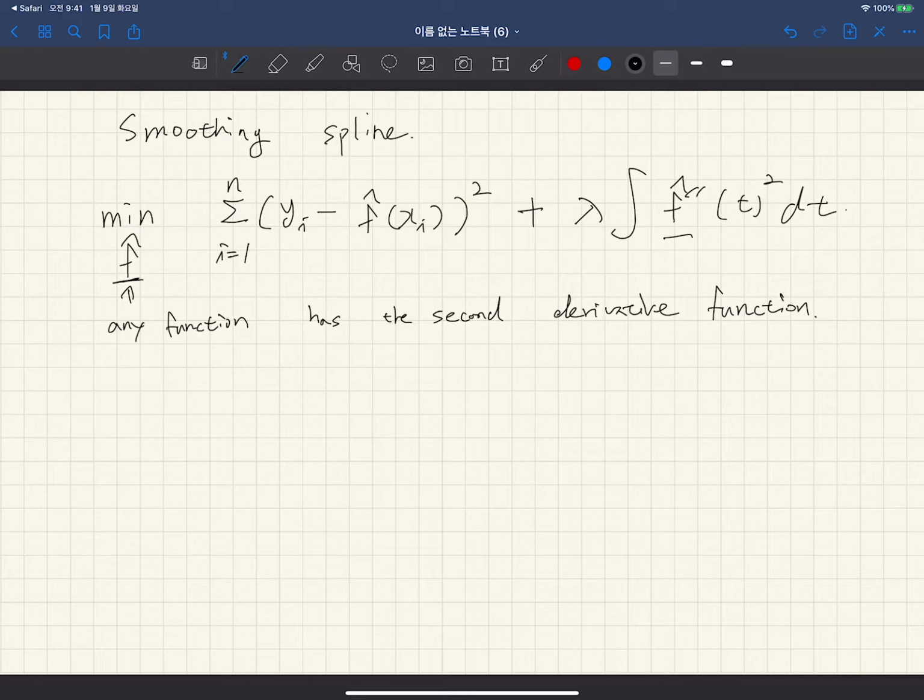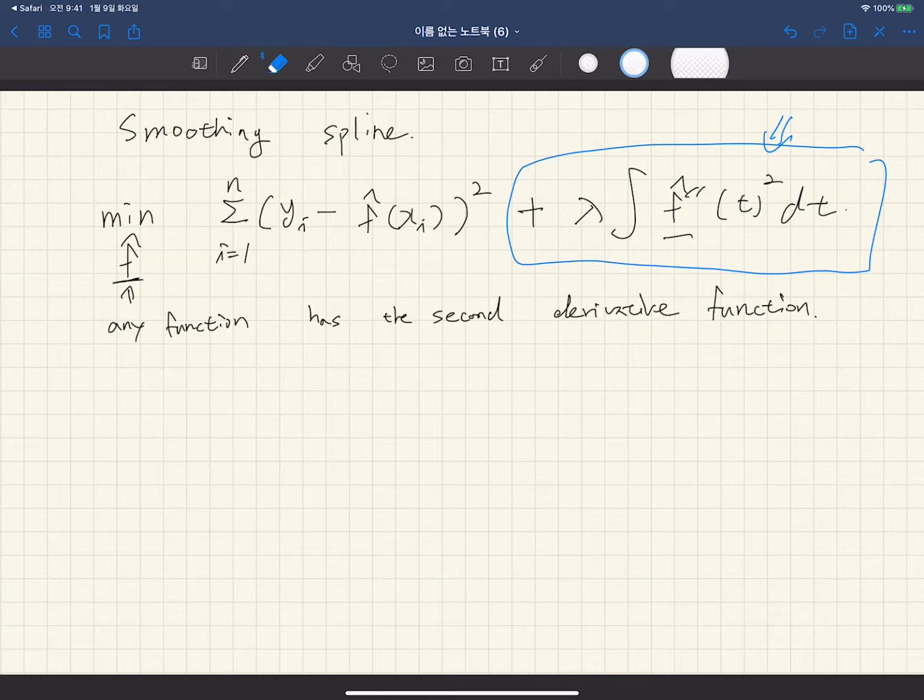Okay, so here f hat has an infinite degree of freedom if we don't have this part. If we don't have this part, f hat has infinite degree of freedom, and we can always make the RSS value equal to 0. But this additional cost function is a regularizer. We can control some degree of freedom virtually, and actually we can control the overfitting issue using this additional cost function.